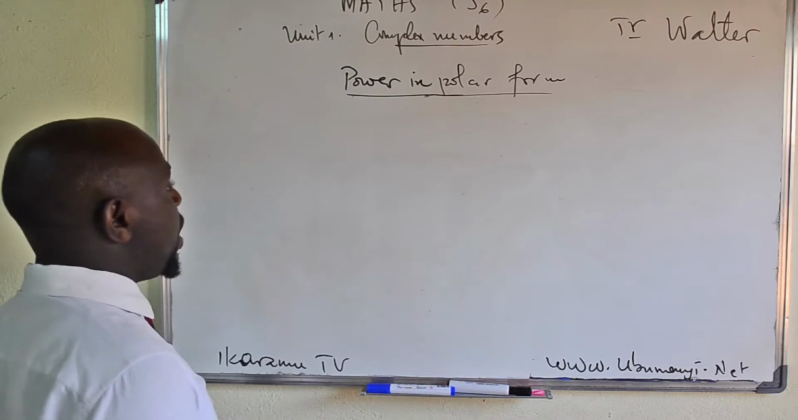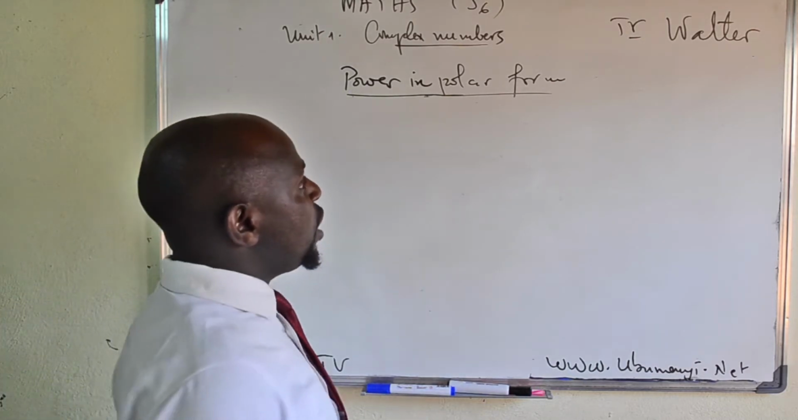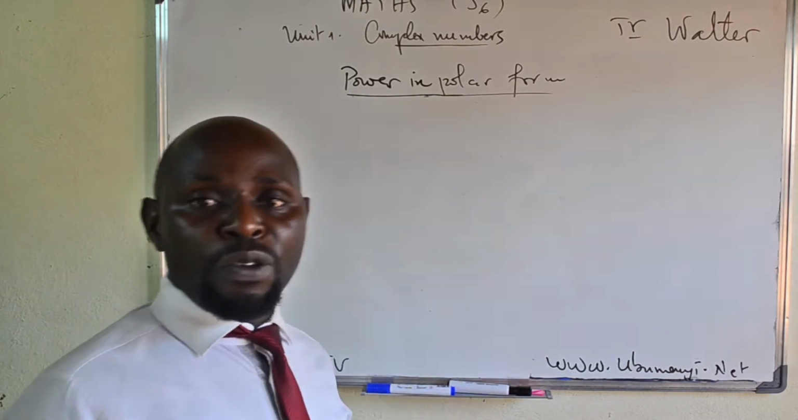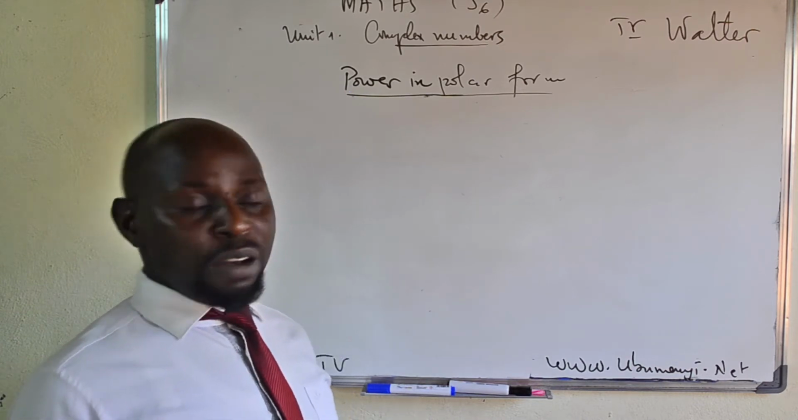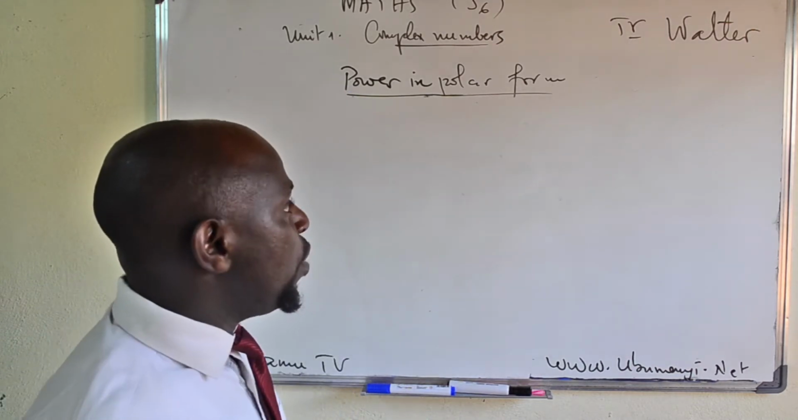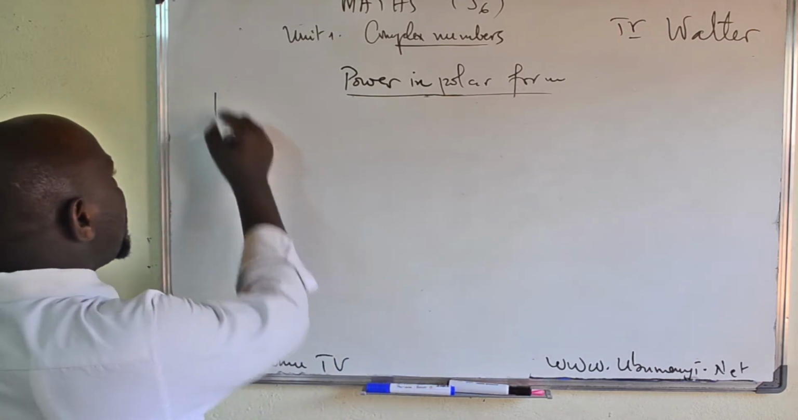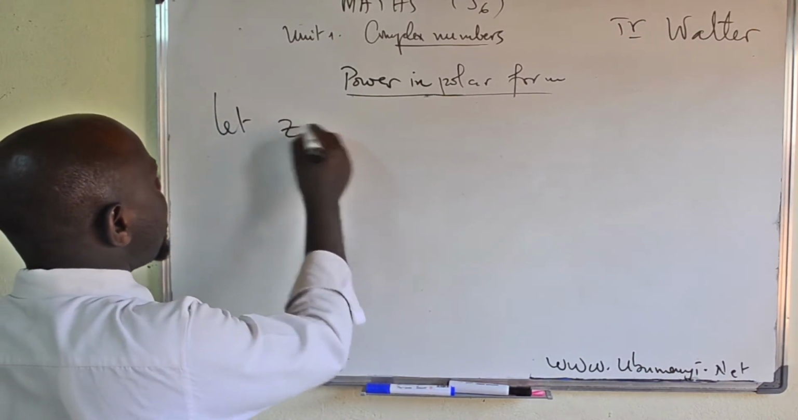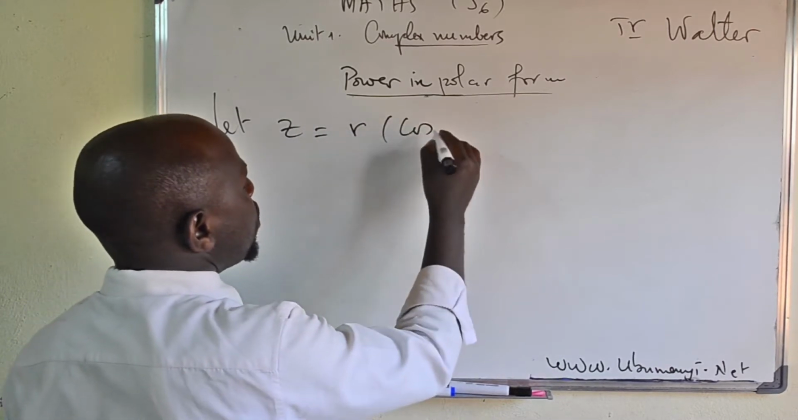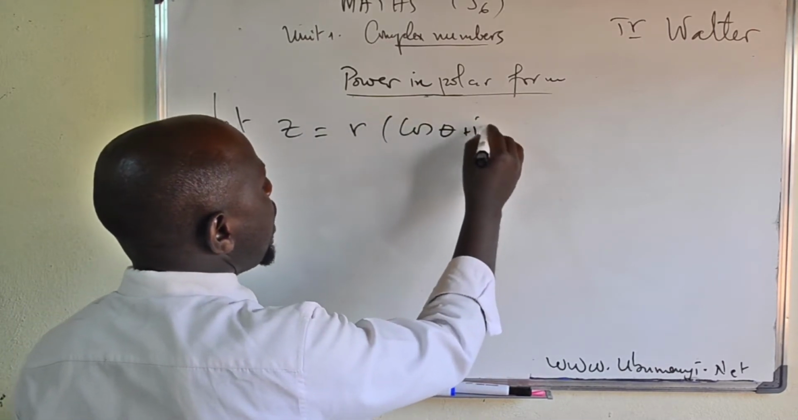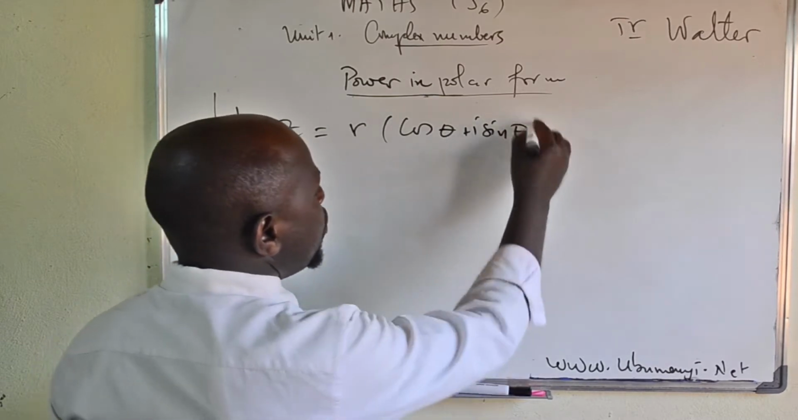So ladies and gentlemen, what we do always need is to first put the complex number in the polar form, and then after putting it in the polar form, we can find each and every operation about it. We shall consider here a complex number z in the polar form, which is equal to r(cos theta + i sin theta), ladies and gentlemen.